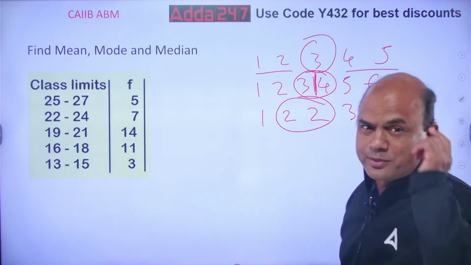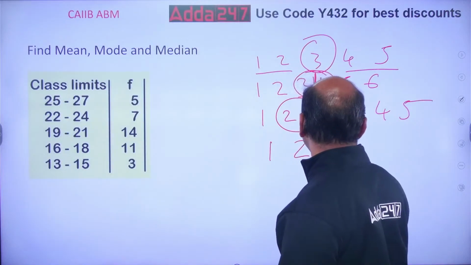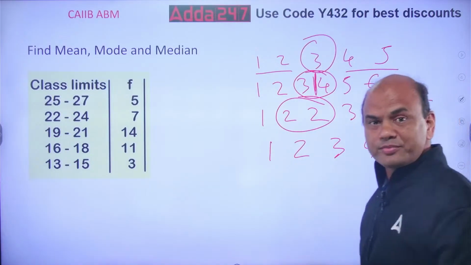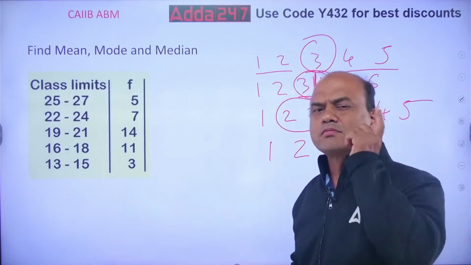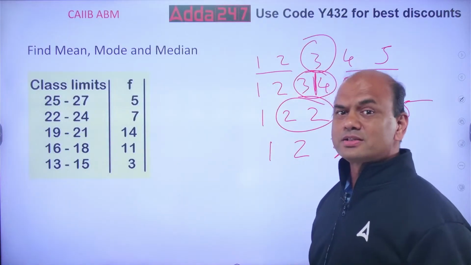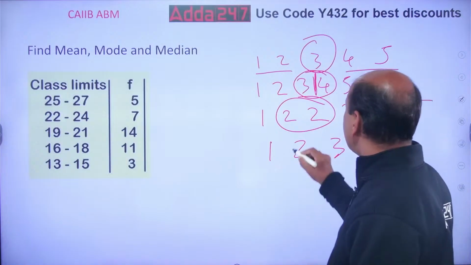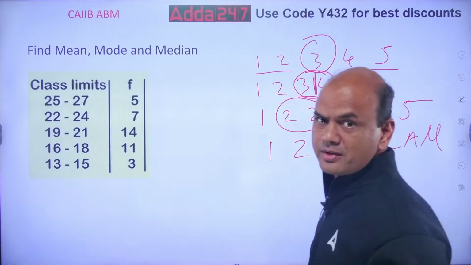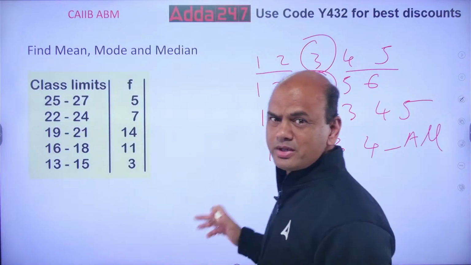Okay? Again, sir, if this is the number, then who is the mode? All are once only. Then who is the mode? Everyone is a mode. This can be one case. So in this case, all are modes. All. Okay, got it? All are modes.